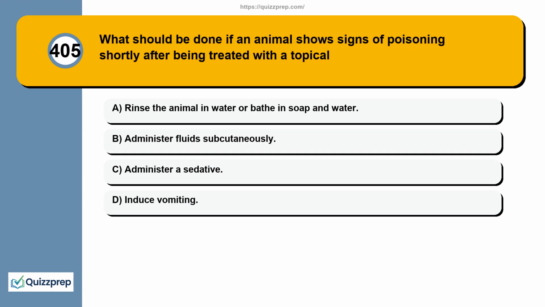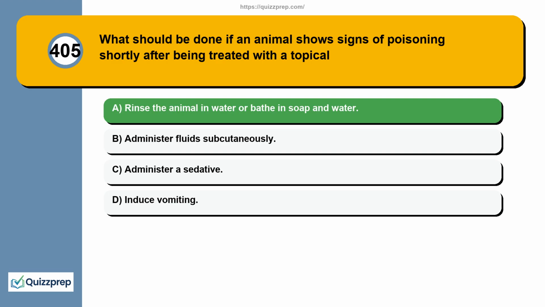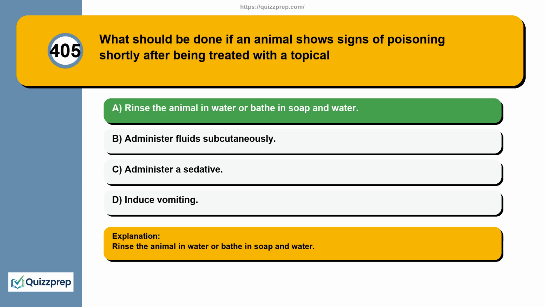Question 405. What should be done if an animal shows signs of poisoning shortly after being treated with a topical? Option A. Rinse the animal in water or bathe in soap and water. Option B. Administer fluids subcutaneously. Option C. Administer a sedative. Option D. Induce vomiting. The correct answer is option A. Rinse the animal in water or bathe in soap and water.